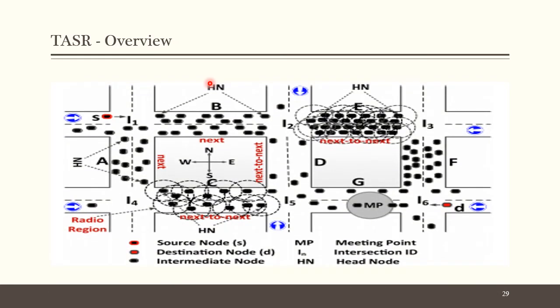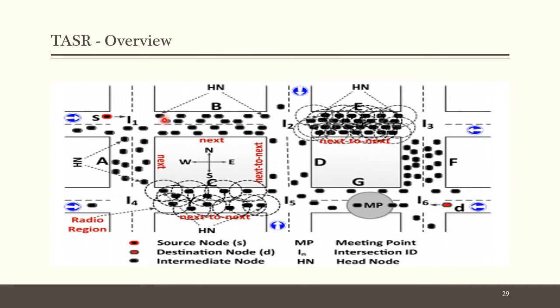Here is an overview of TSR. Here you can see that between two intersections there is one segment and each segment contains two head nodes at the opposite ends. This one is a source node and this is a destination node, and you can see that the destination node is out of the range of the source node. So the source node will divide the further road into segments and will transfer data to the best segment based on a parameter I mentioned earlier, which is ECD.